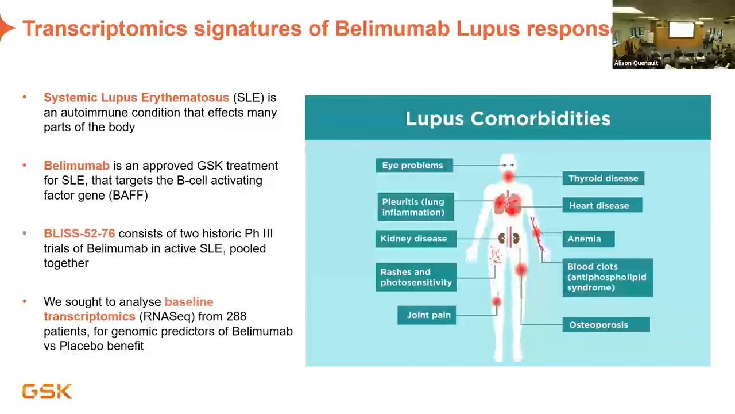I'm very used to calling it Benlysta, belimumab, which is the marketed name of GSK's lupus drug. This was launched in 2011. It targets the BLyS or BAFF protein, which promotes survival of B cells, an autoimmune cell that can attack the body all over the place, leading to very nasty manifestations of what lupus can be.